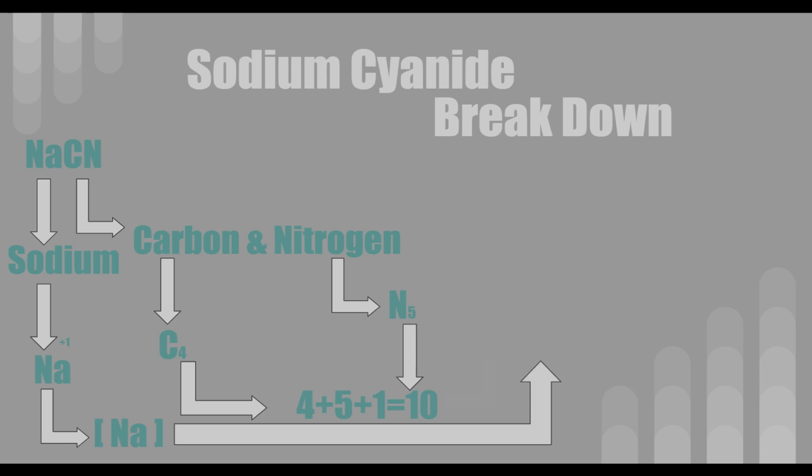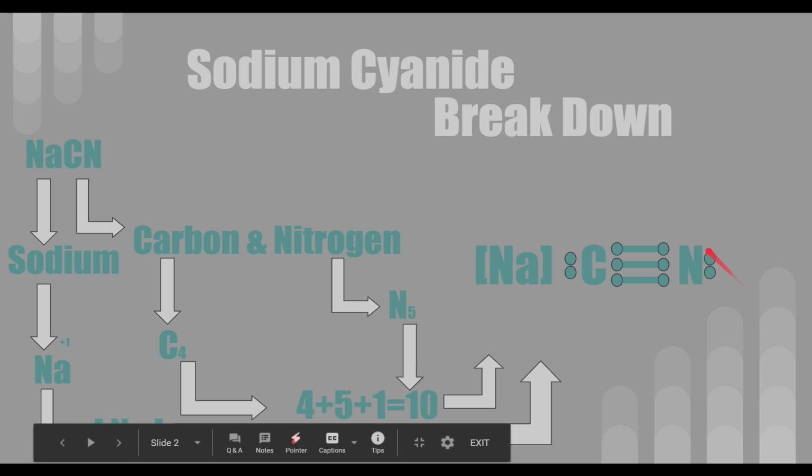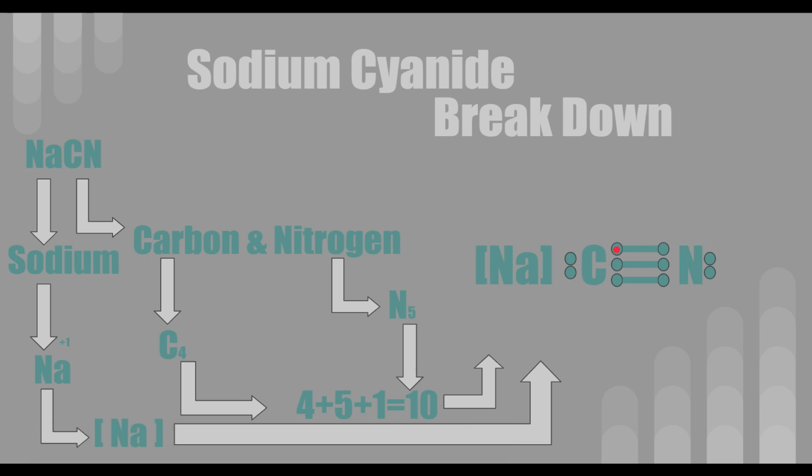Now let's create a Lewis dot structure. To make this possible, carbon and nitrogen need 2 valence electrons each. Then for both to complete their octet, carbon and nitrogen share 3 bonds with each other to each have 8 valence electrons. See? Carbon has 8 valence electrons: 1, 2, 3, 4, 5, 6, 7, 8, and so does nitrogen.